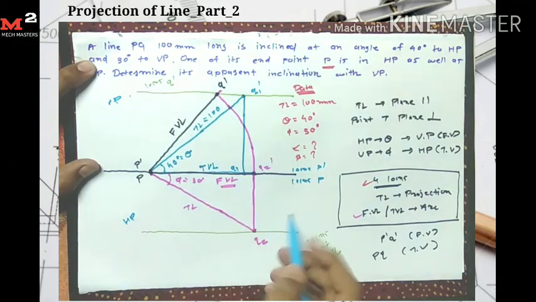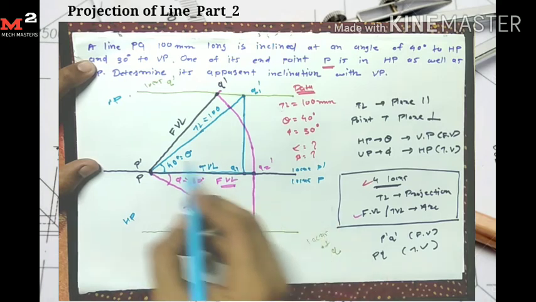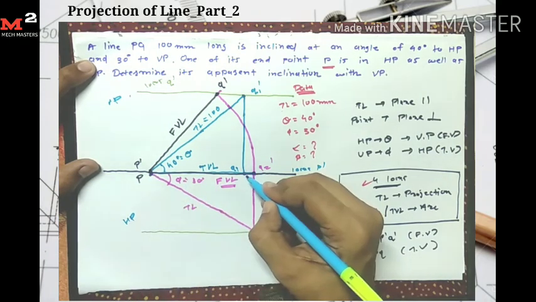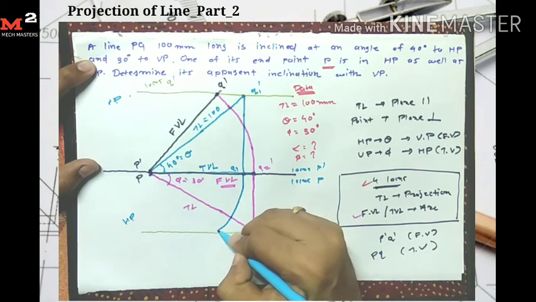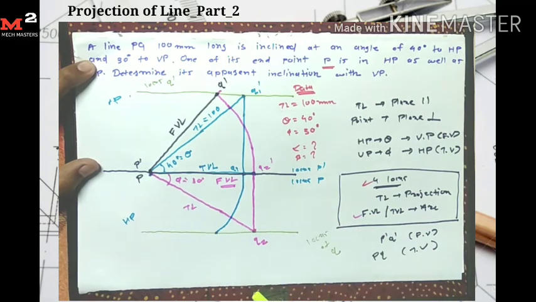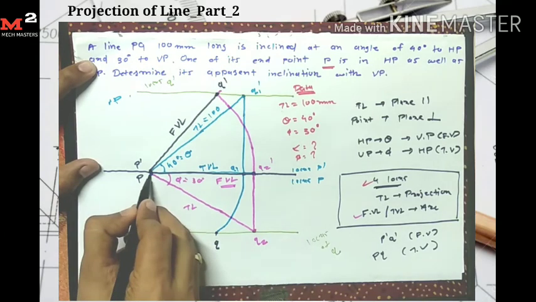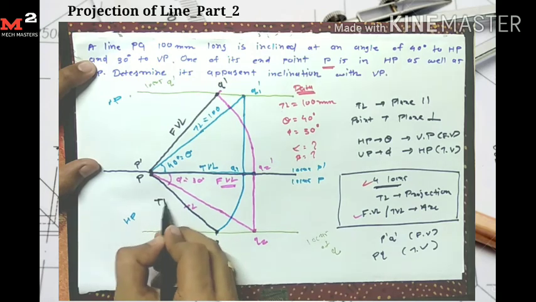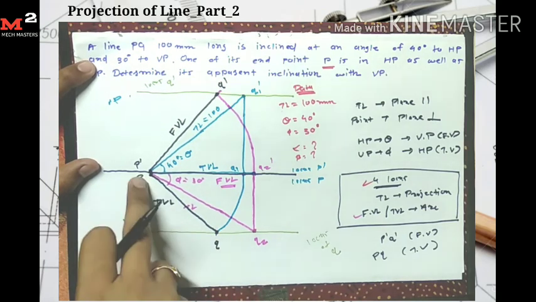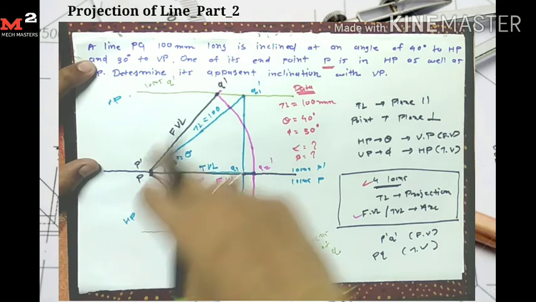Similarly here I get the point Q on this locus. I take P as a center and draw one arc here which intersects the locus here. So here I get my final point Q. This PQ line is my final top view line. This is my final top view PQ and final front view P dash Q dash.